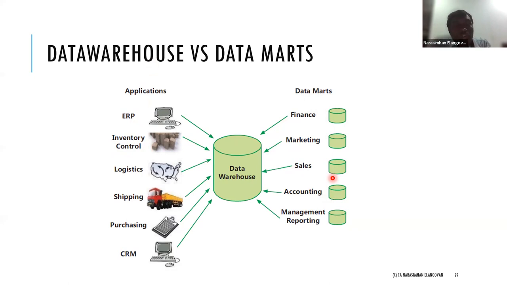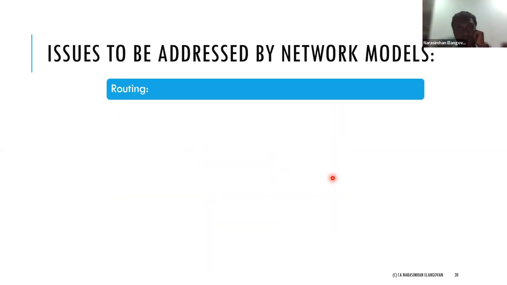Examination question is this: which of the following is an extracted version of the primary database? Data lake, data warehouse, data mart, and something else. The answer is data warehouse. And what is a data mart? A subset of a warehouse. Okay.